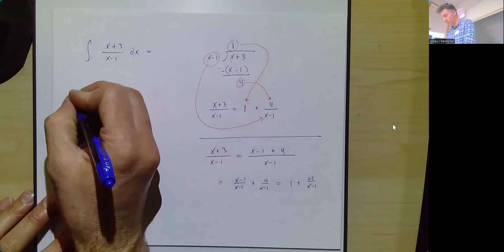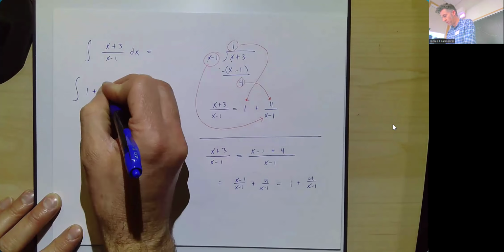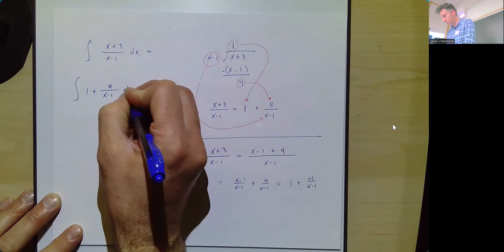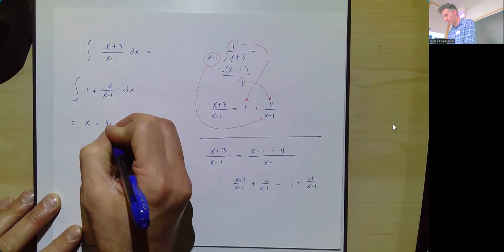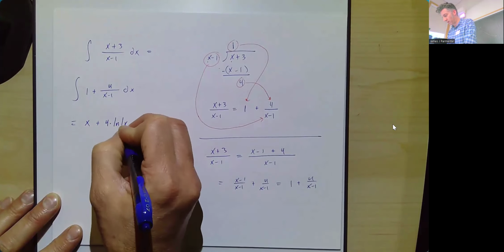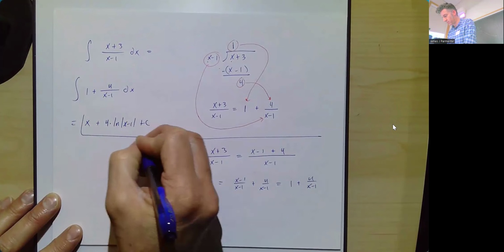But either way, we see that we're integrating this. So we're going to do the integral of 1 plus 4 over x minus 1. And we're going to end up getting x plus 4 times the natural log of the absolute value of x minus 1. Let's see.